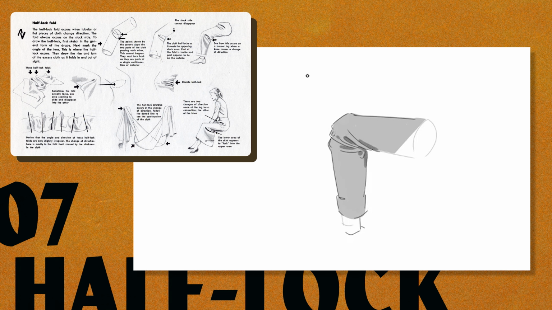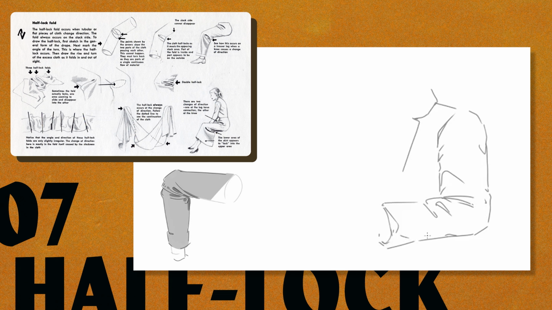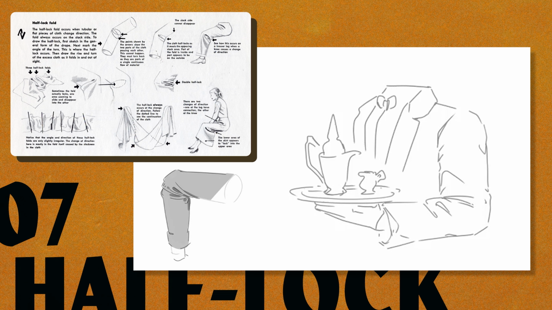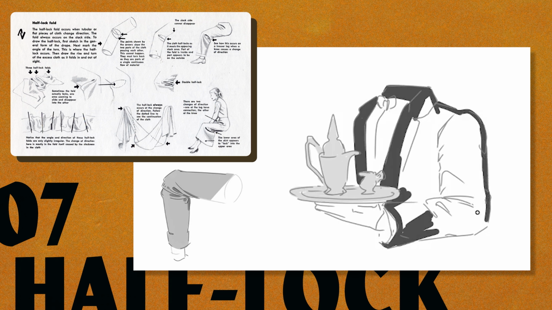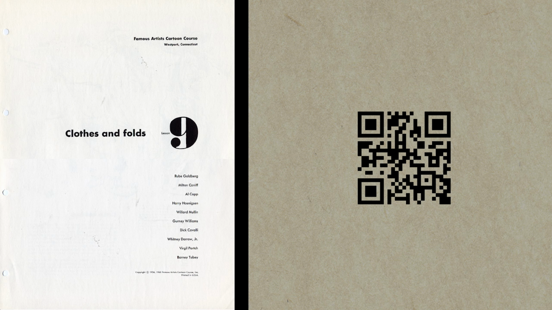Now there's always exceptions to these rules, but typically you see a half lock and a spiral fold really close together, mostly because the spiral fold is wrapping around that underlying shape, and the half lock is butting up against it. So if a zigzag fold occurs where the fabric doesn't know what to do, a half lock occurs where the underlying forms are coming together and there's intention behind it. Armed with the knowledge of these 7 folds, you should be able to depict any type of clothing.